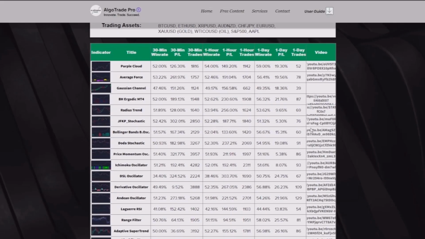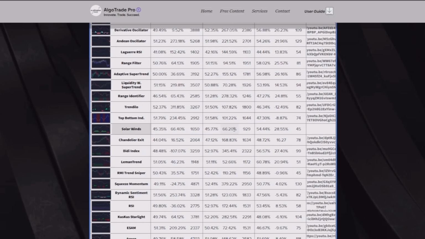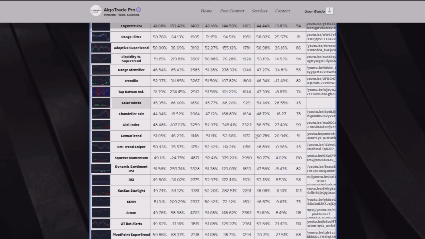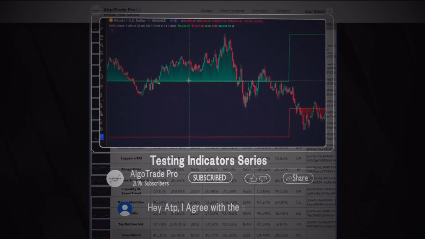After evaluating the SolarWinds alongside other indicators in this series, I have decided to place it in this position on our rankings table, but I would love to hear your opinions. Do you agree with this ranking? Let me know in the comments.